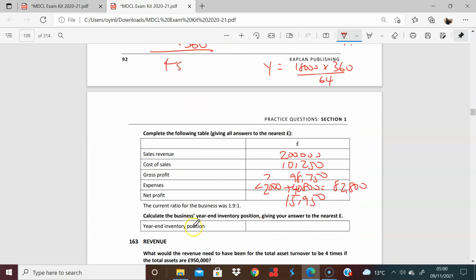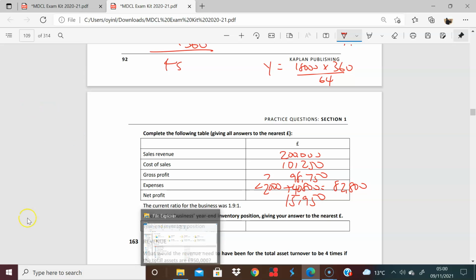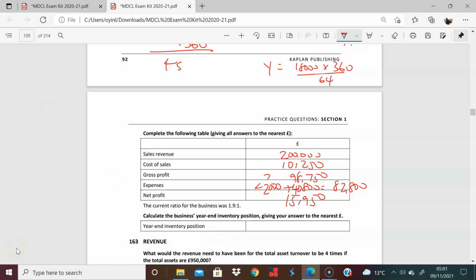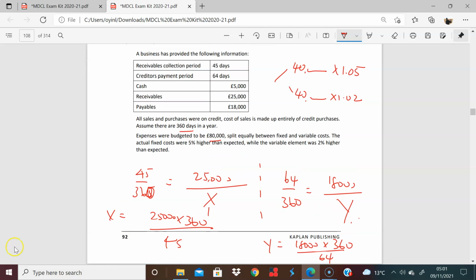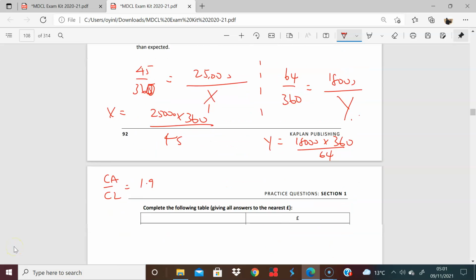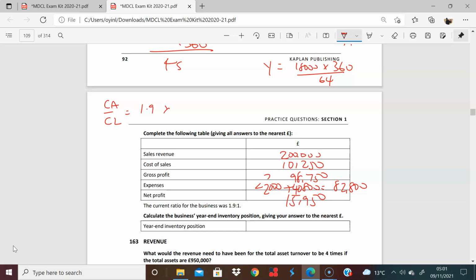That's that. Then the question goes on to ask what the year-end inventory is. So we have some more information. We just did this. We have current assets over current liabilities equal to 1.9. My current liabilities are 18,000, so my current assets are 1.9 times 18,000. That's 34,200.